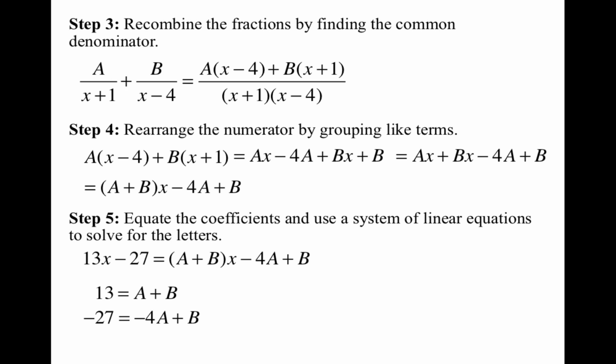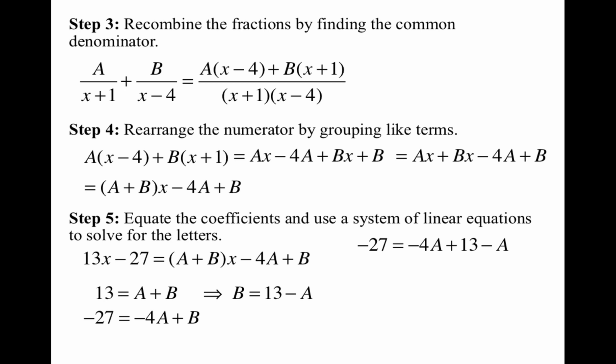Now I'm going to use a system of linear equations to solve for a and b. Usually, you'll probably just use substitution. So I'm going to solve for one of the variables in the first equation. So I solved for b. You could solve for a. Doesn't really matter. Go ahead and plug the 13 minus a in for b. So I have negative 27 equals negative 4a plus 13 minus a.